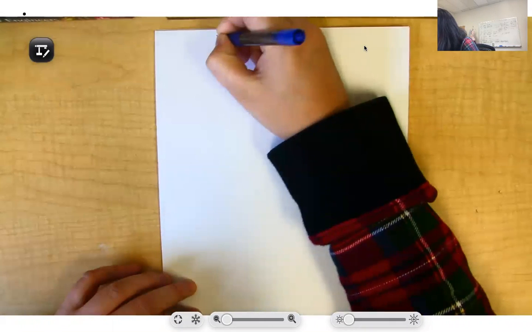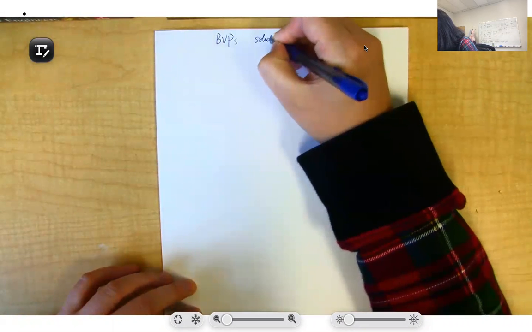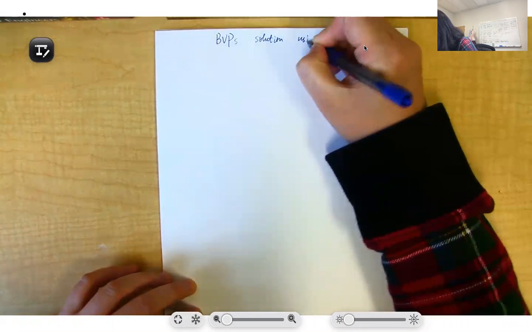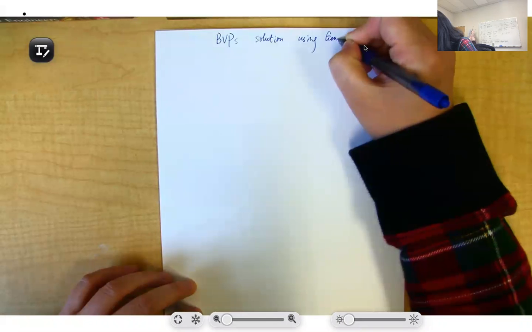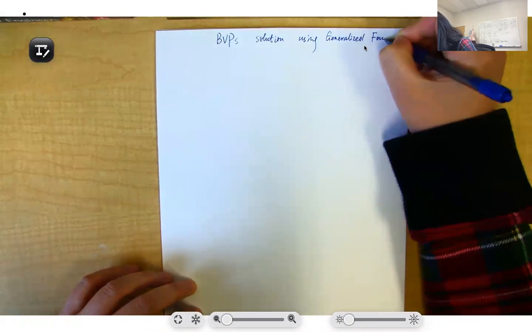So before, we talked about using generalized Fourier series expansion to represent a continuous function f(x). Now we show another way to solve the BVP, the boundary value problem solution, using generalized Fourier series.